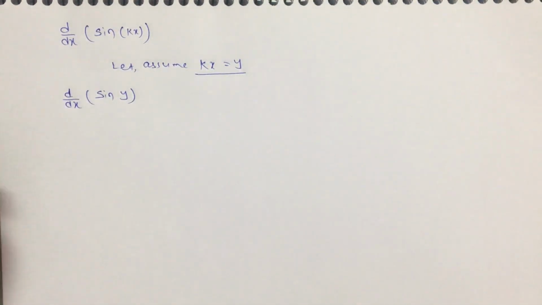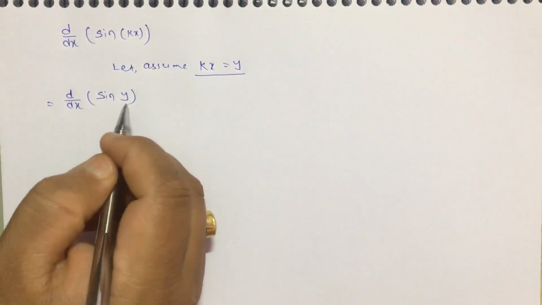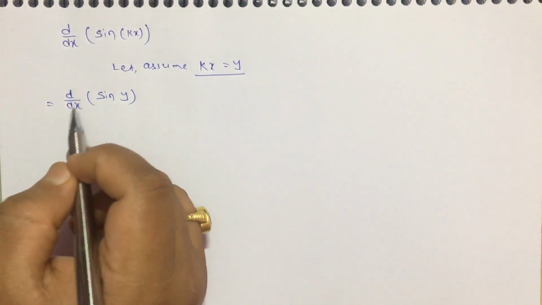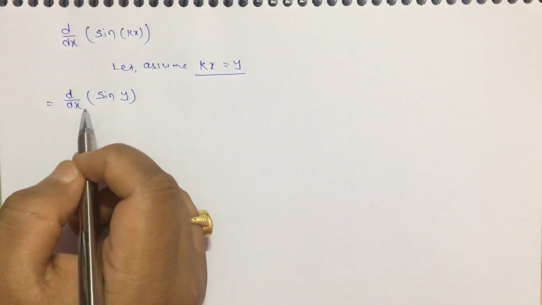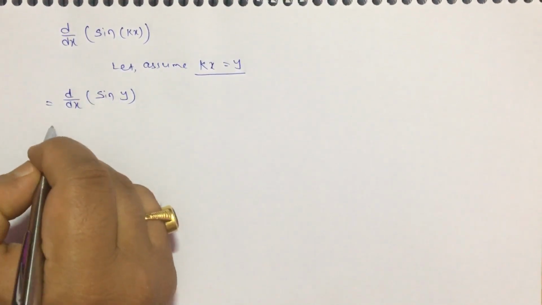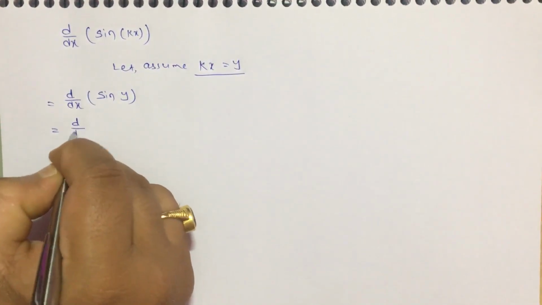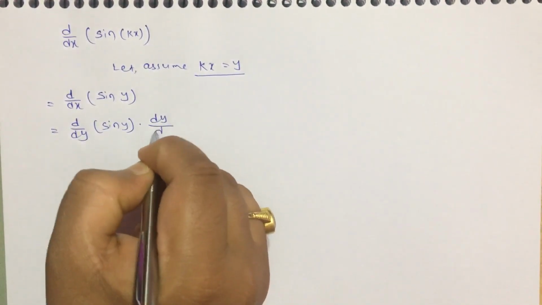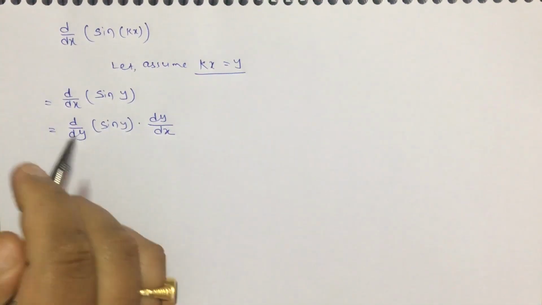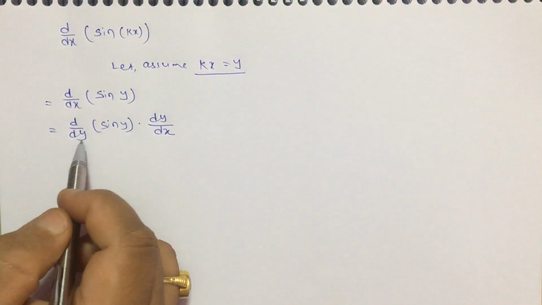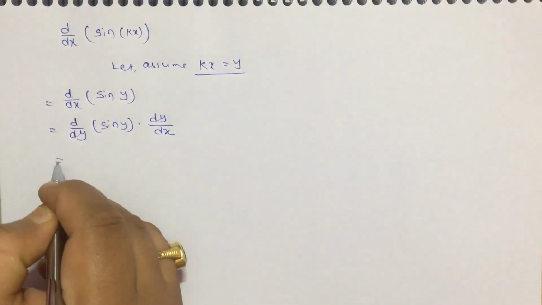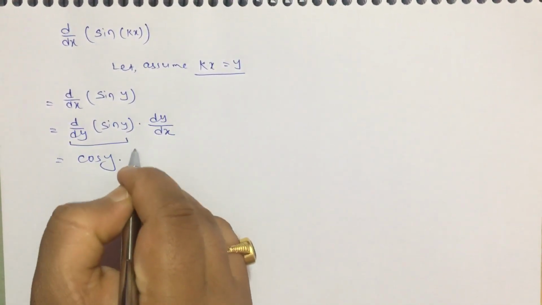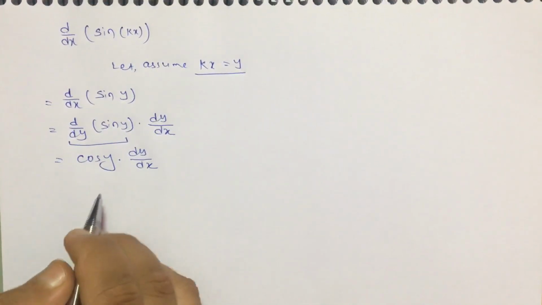If it is d by dx of sin x, the answer is cos x. If it is d by dy of sin y, the answer is cos y. But it is neither. It is d by dx of sin y, so you have to use the chain rule. So d by dy of sin y into dy by dx. You can remember it as dividing by dy and multiplying by dy here. So d by dy of sin y is cos y, and then dy by dx.